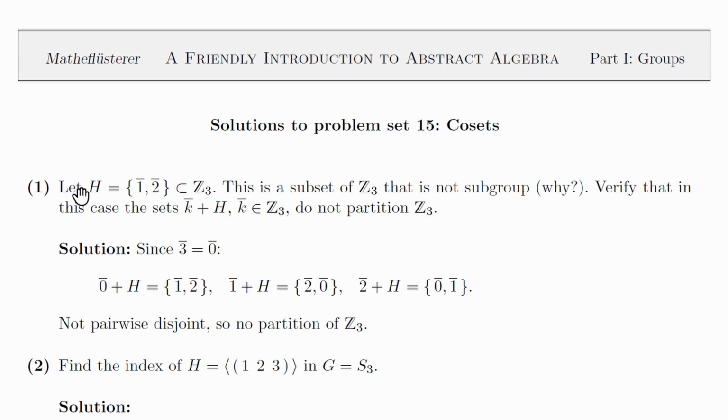Exercise 1. We take this subset of the integers mod 3. Clearly this is not a subgroup, because any subgroup would have to contain the neutral element, which is 0 bar, which is not contained in here, so this cannot be a subgroup. And we are supposed to check that in this case, when this is not a subgroup, all the cosets do not form a partition of the whole group.